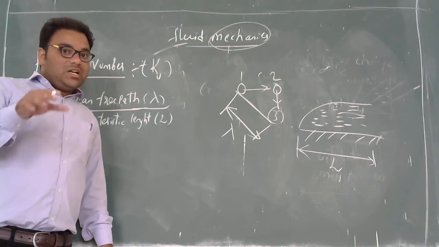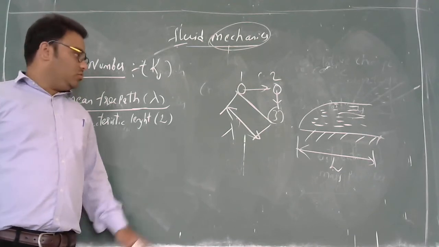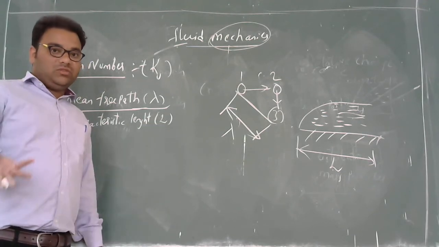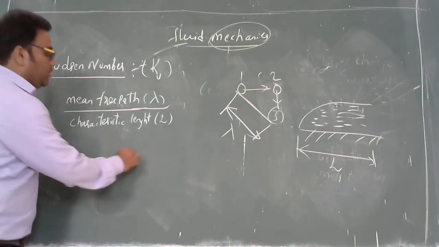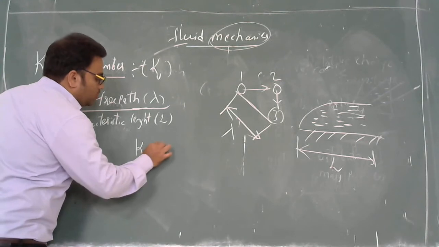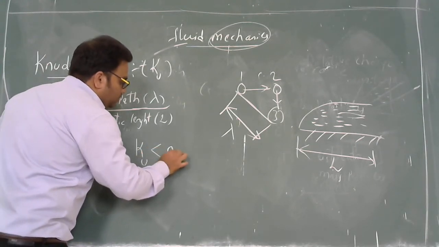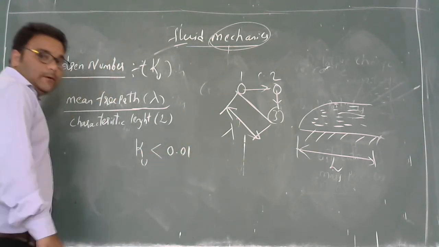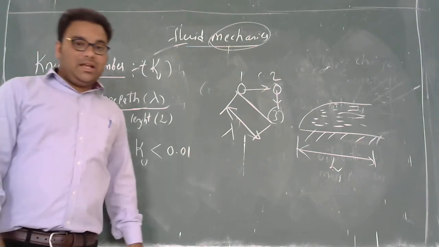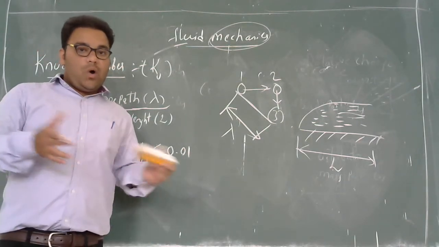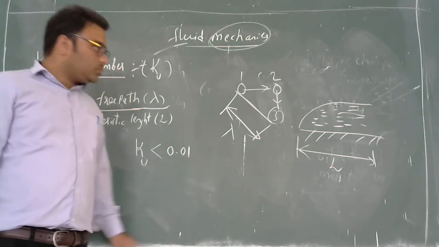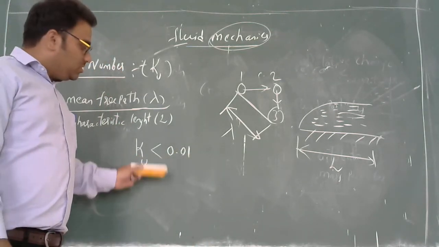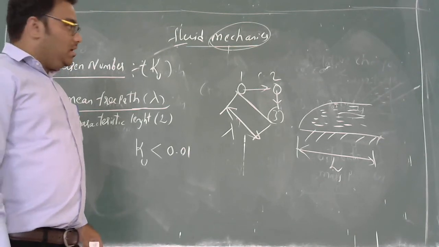So what should the Knudsen number be? Length by length cancels, so it is a dimensionless parameter. Here the Knudsen number should be less than 0.01. Then it is applicable that there is no void, no gap, so you can apply the continuum concept.